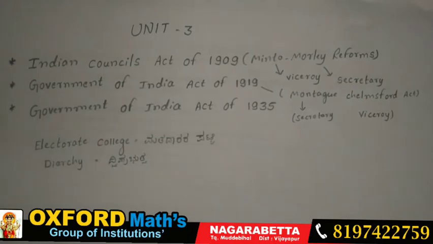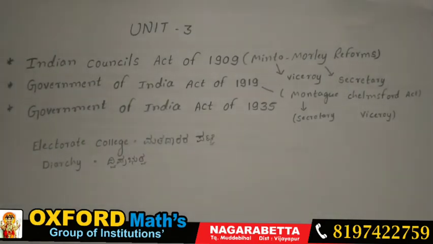So today we are going to discuss some more important acts which were introduced in 1909, 1919 and 1935. These three acts are very important for your examination. The Indian Councils Act of 1909 is also known as the Minto-Morley reforms. Here Lord Minto was the Viceroy and Morley was the Secretary of State for India. This act was meant to divide and rule India.